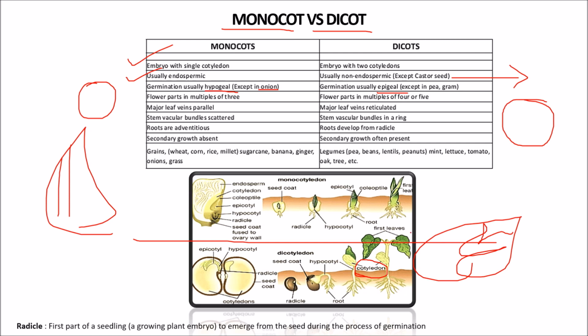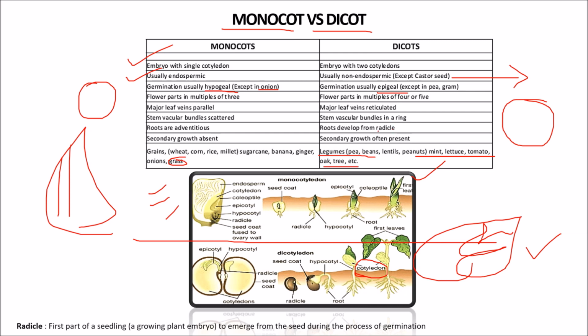If we talk about roots, in a monocot the roots are adventitious, and in a dicot the roots develop from the radicle. Secondary growth is absent in monocots, but prevalent in dicots. If we talk about examples, we have grains like wheat, corn, millet, rice, sugarcane, banana, ginger, onion, and grass. These are all examples of monocotyledon seeds or plants. Among dicots, legumes, mint, lettuce, tomato, and oak tree are all examples.